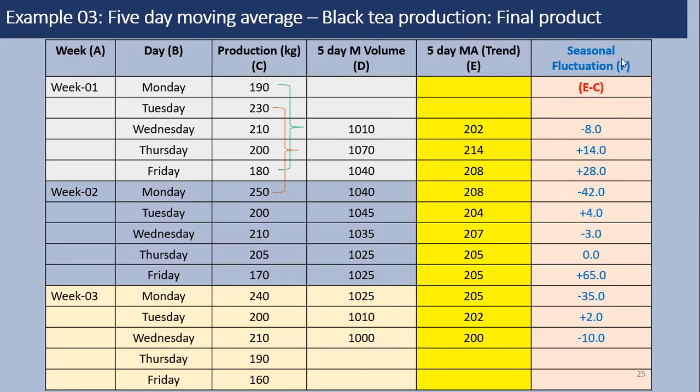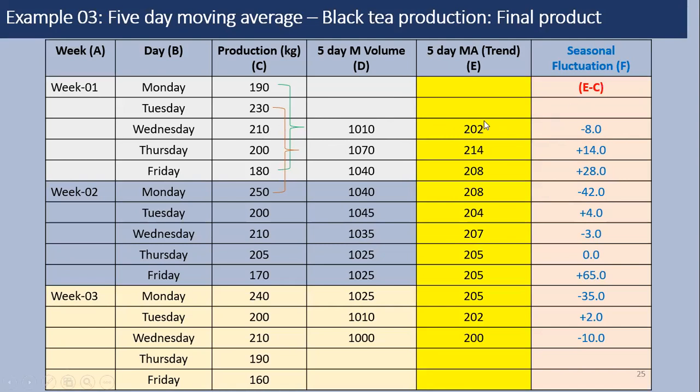Then how to get the seasonal fluctuation? E minus C. Then the moving average is 202. Sorry, C minus C. Okay. Here it should be C minus E, not E minus C. Then 190 minus 202 is minus 8. Sorry, it's correct. E minus C.